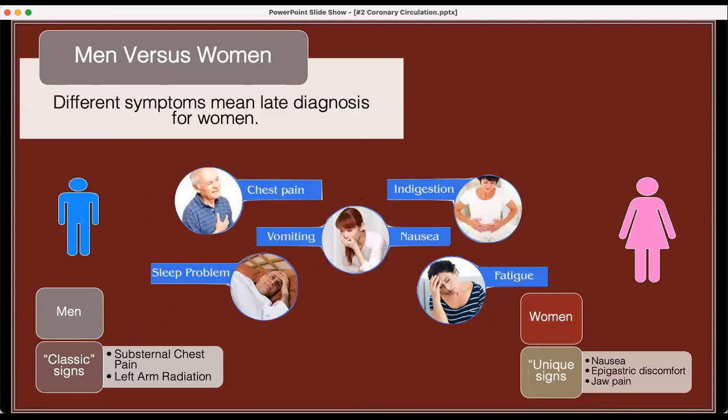And then lastly, men versus women. Women are more at risk, and they have those signs that are considered, the term is unique. So nausea, epigastric discomfort, jaw pain, where men have the classic signs.